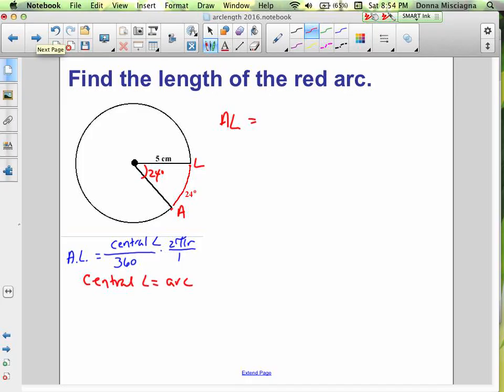All right, so arc length here would be 24 divided by 360 times 2 times pi, and the radius is 5 centimeters. I'll write that down there too. And I'm going to put that over 1 so I don't make a mistake when I'm reducing. And I am going to write it again because I want to keep that in the notes here.